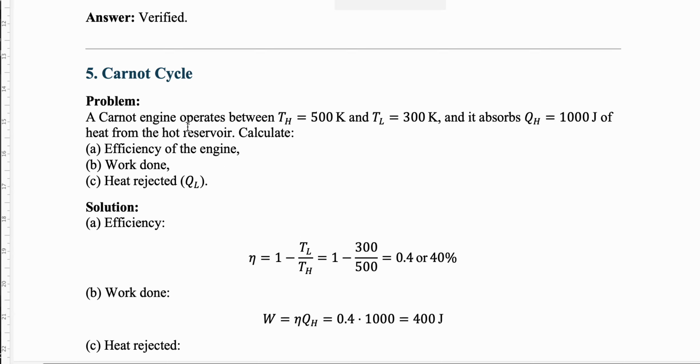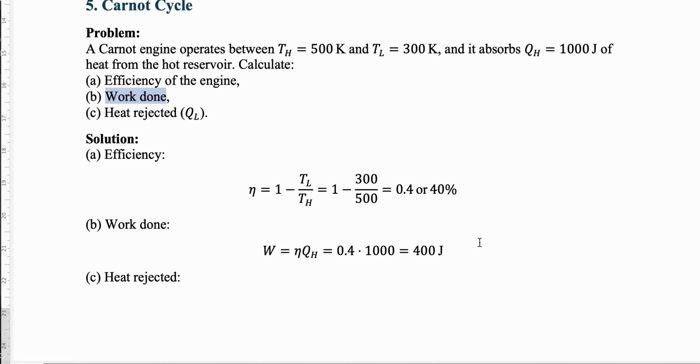A Carnot engine operates between TH is equal to 500 Kelvin and TL is equal to 300 Kelvin. That means with TL and TH, you can easily find out the efficiency using the relation eta is equal to 1 minus TL by TH. So this is already done as soon as you look into these values. So the efficiency of the engine is found first, it's very easy. Next question is what is the work done. Now when we look into the work done, it is nothing but eta into QH.